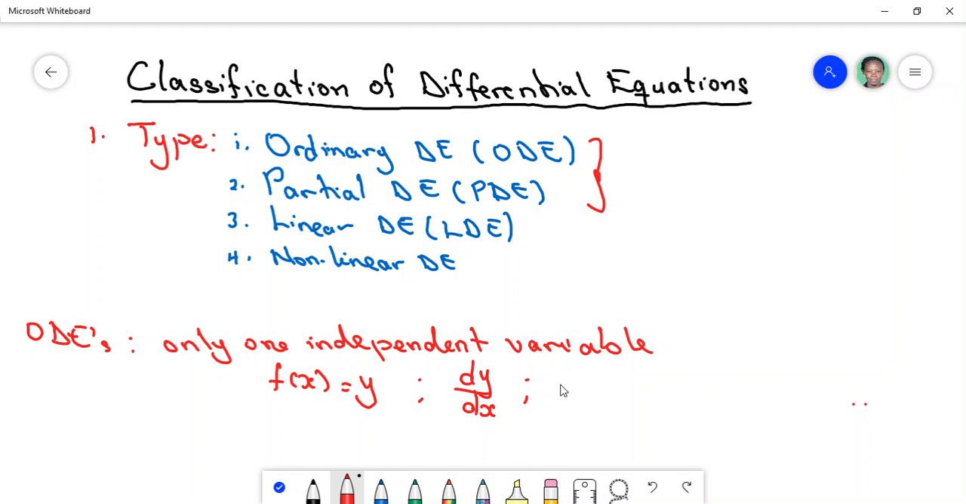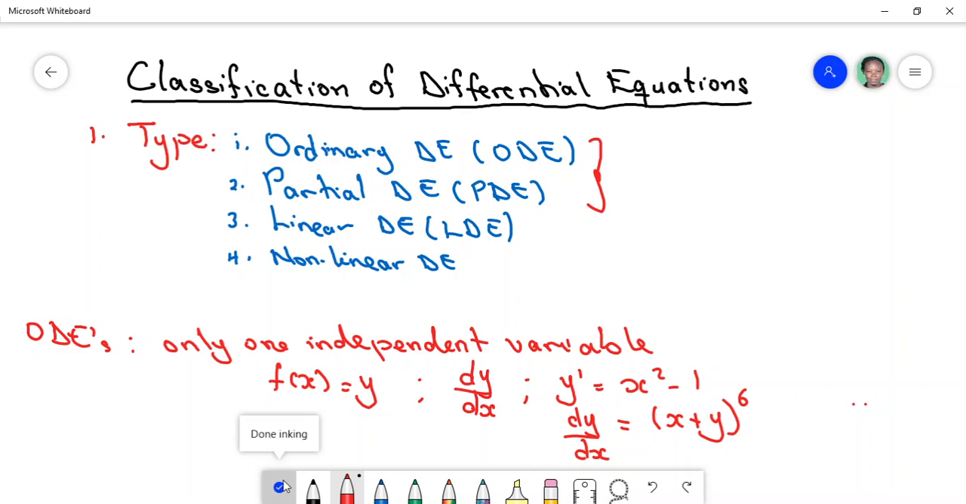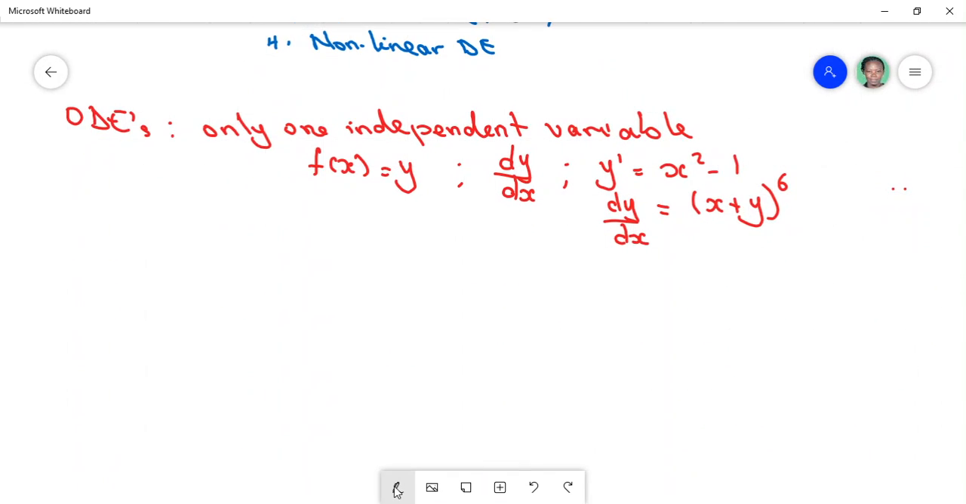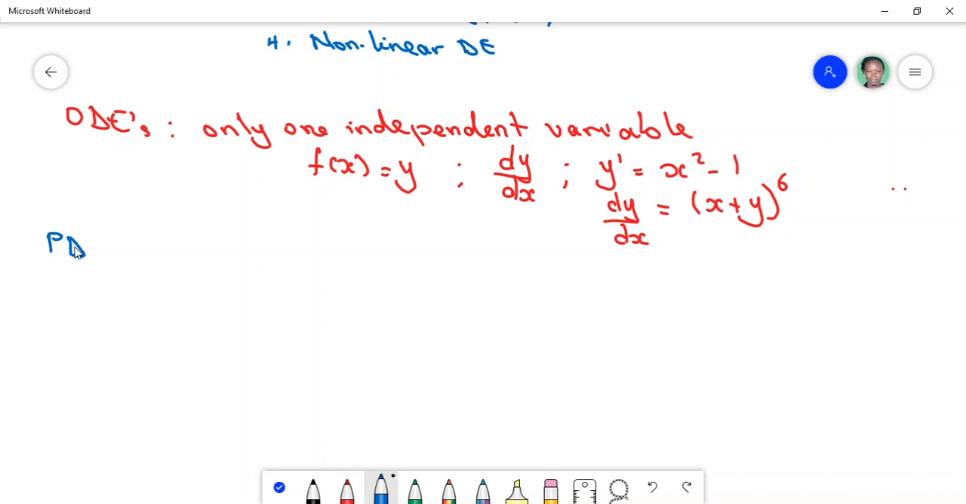Examples, you could have y prime equal to x squared minus 1, or I could have my dy/dx equal to (x plus y) exponent 6. That is for ODEs. But what about the PDEs? If you consider the PDEs, that's a partial differential equation.